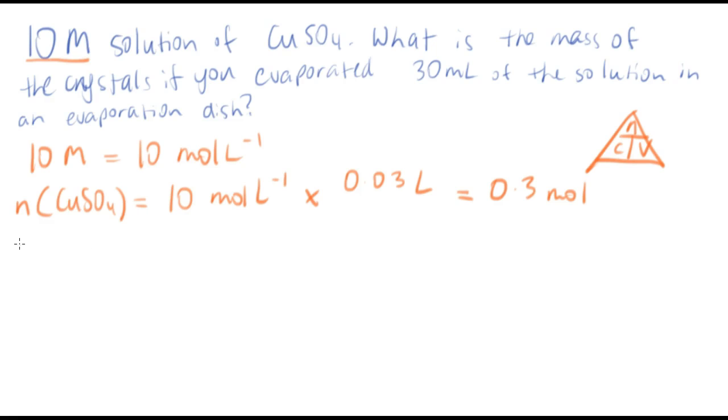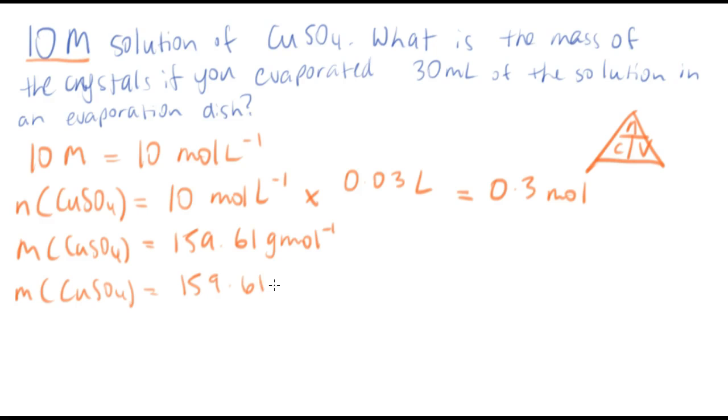So the rest is actually pretty easy. Let's have a look. First thing, what's the molar mass of copper sulfate? We know that the molar mass of copper sulfate is around about 159.61 grams per mole. We know the number of moles of copper sulfate, so we can find out the mass of copper sulfate, which is just 159.61 times 0.3. And that should be about 47.88 grams of copper sulfate. So in that evaporation dish, what we should finally get is 47.88 grams of copper sulfate.